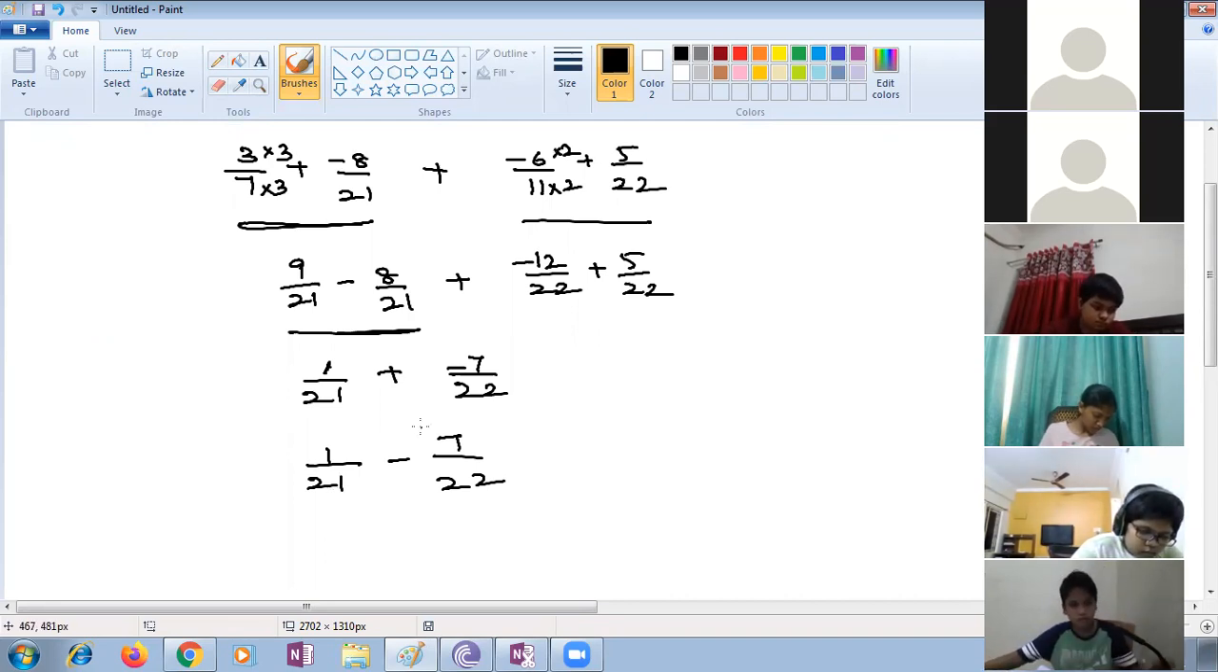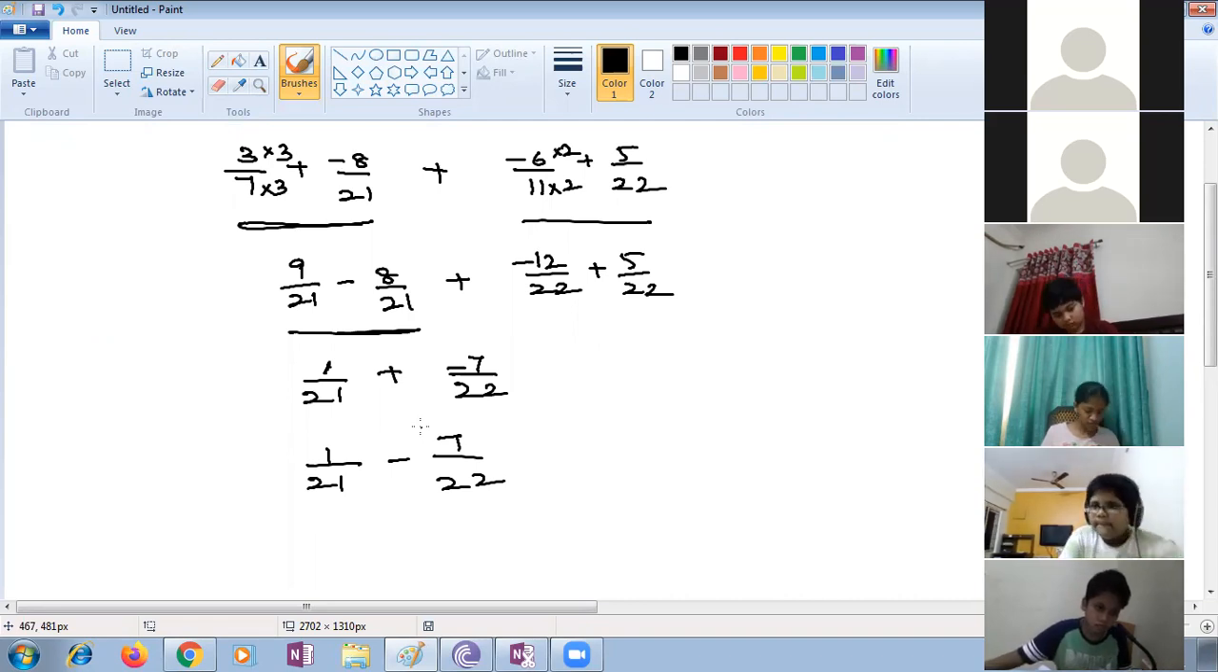Now we should multiply the denominators. Why should we multiply the denominators? Ma'am, because they don't have a common factor. Abhinav, these two denominators are consecutive numbers, meaning continuous numbers. Very good. So what is the LCM? The product, 21 into 22. Yes, the product is the LCM.